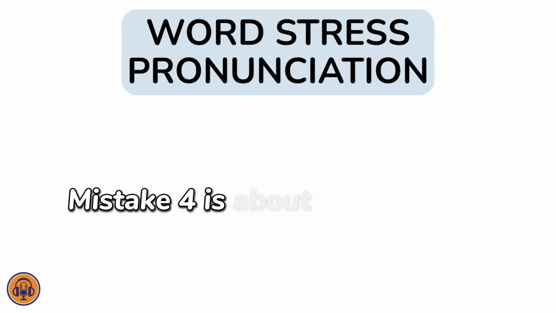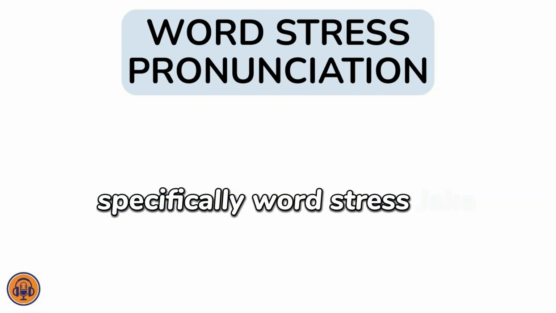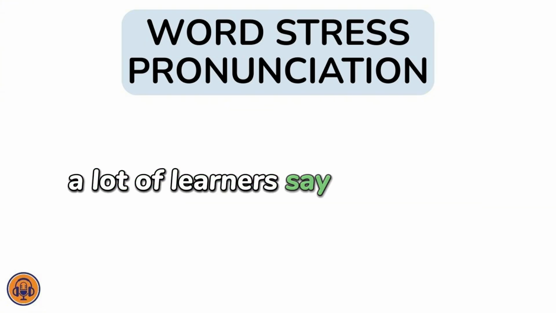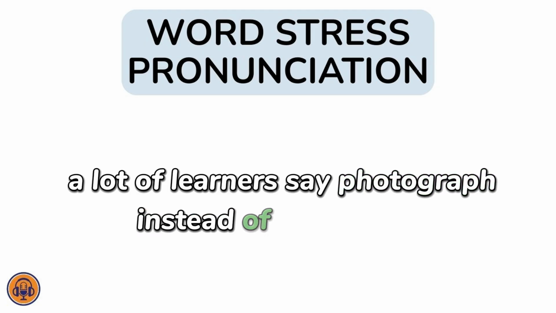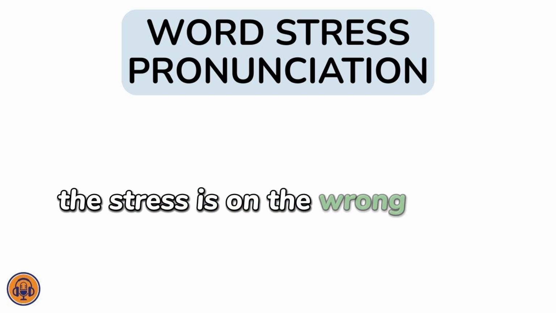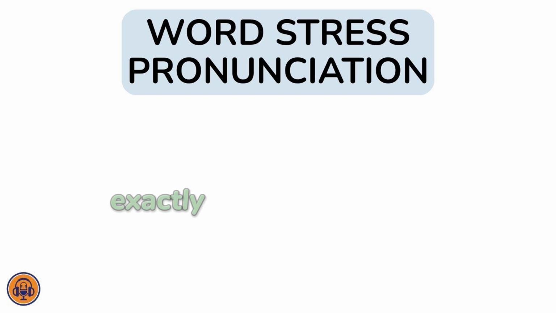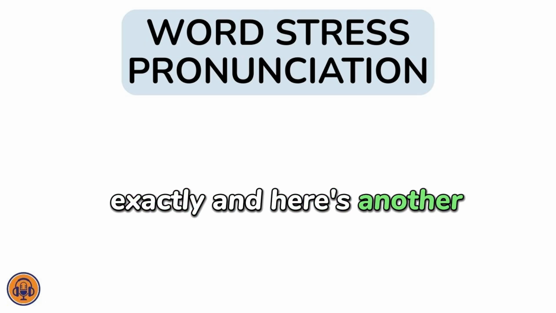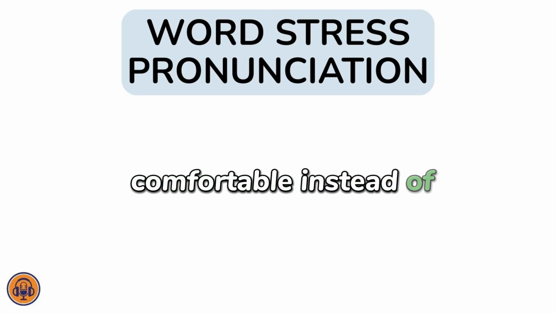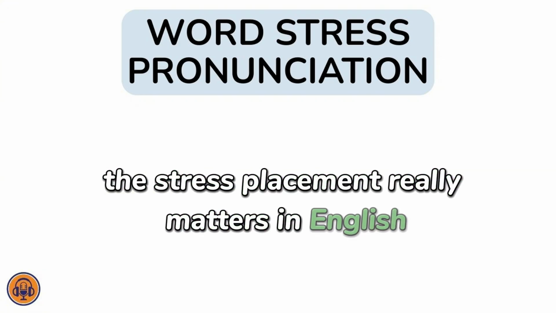Mistake 4 is about pronunciation, specifically word stress. Jake, a lot of learners put the stress on the wrong syllable of photograph. Ooh, that's a big one. It should be photograph, right? Exactly. And here's another. Comfortable, with the wrong stress. The stress placement really matters in English.